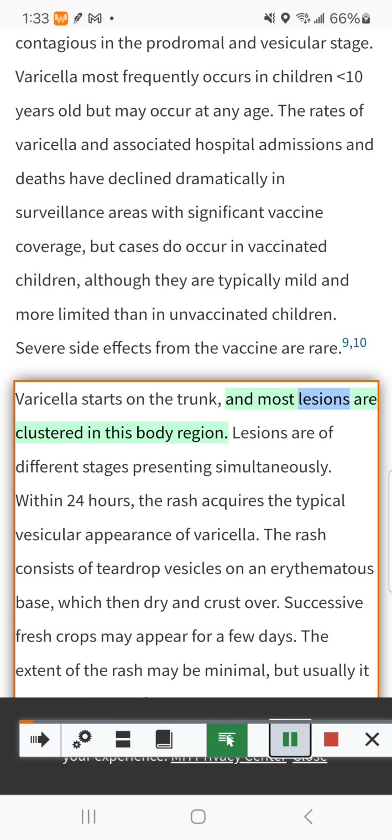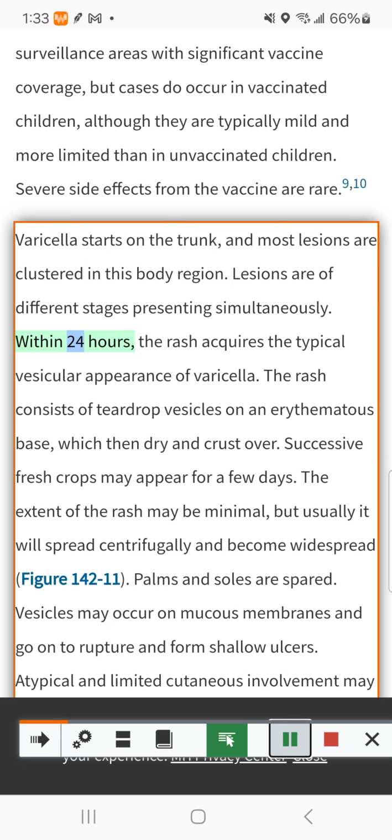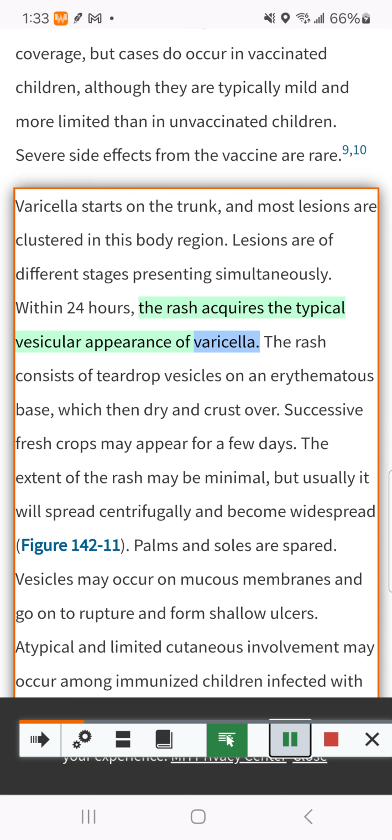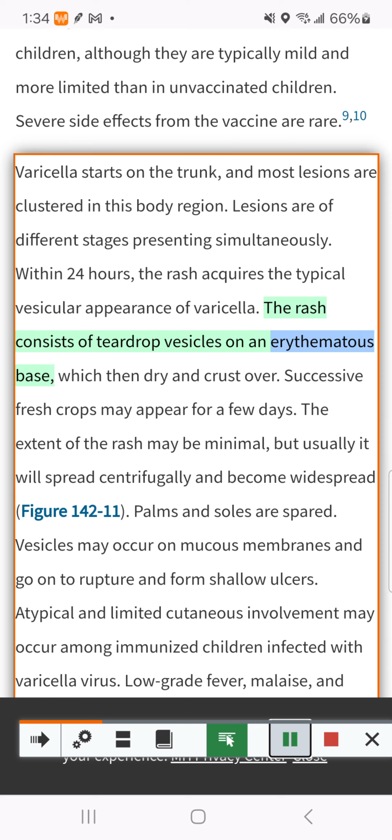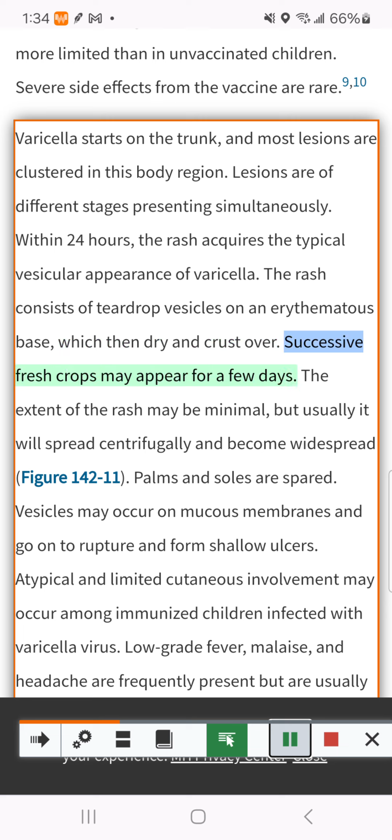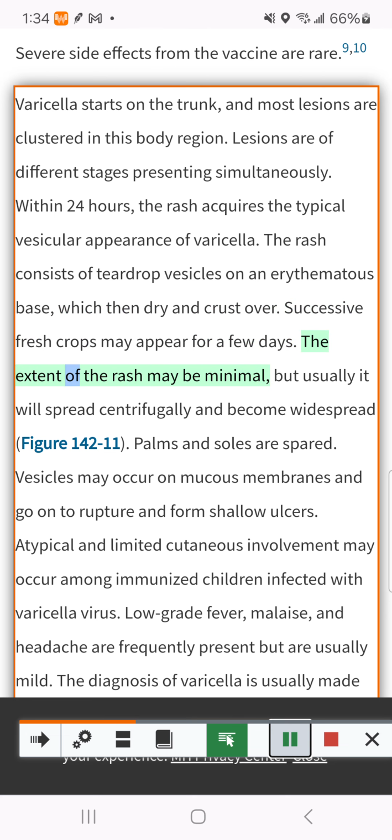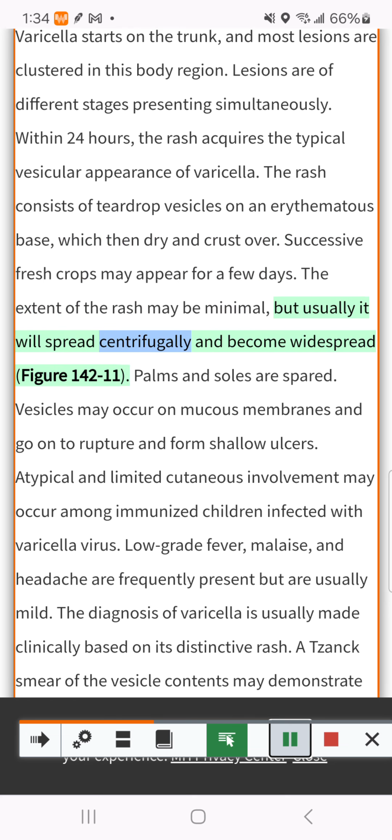Varicella starts on the trunk, and most lesions are clustered in this body region. Lesions are of different stages presenting simultaneously. Within 24 hours, the rash acquires the typical vesicular appearance of varicella. The rash consists of teardrop vesicles on an erythematous base, which then dry and crust over. Successive fresh crops may appear for a few days. The extent of the rash may be minimal, but usually it will spread centrifugally and become widespread.